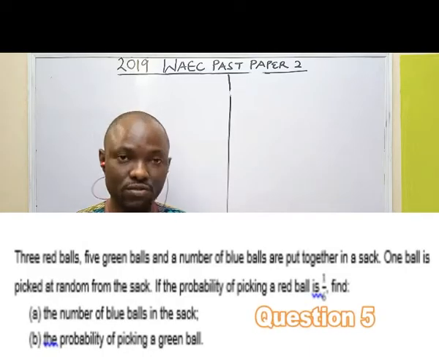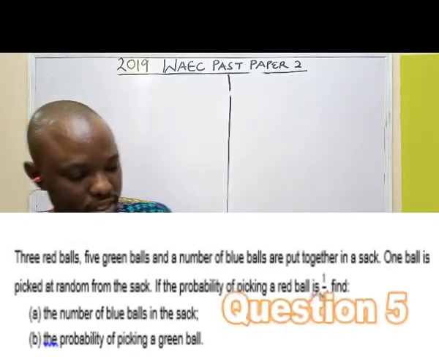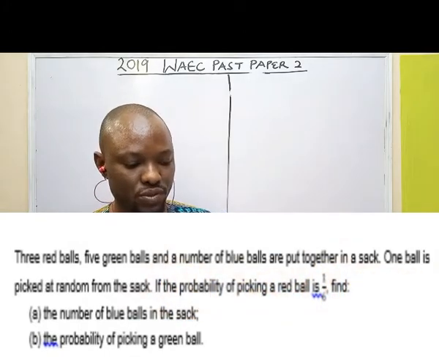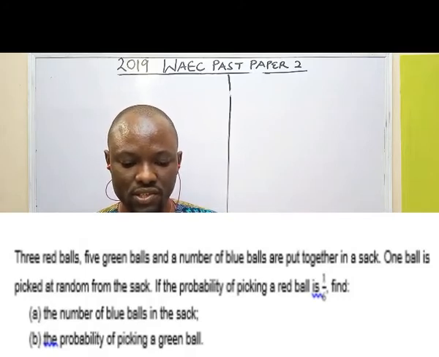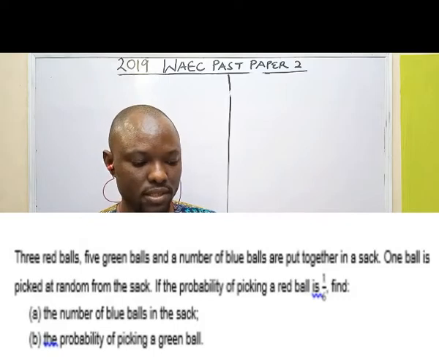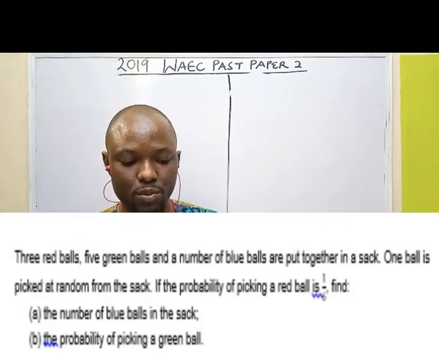I'm going to solve question 5. It is on probability. The question says that 3 red balls, 5 green balls, and a number of blue balls are put in a sack. One of the balls is picked at random from the sack. If the probability of picking a red ball is 1/6, find the number of blue balls in the sack and the probability of picking a green ball.